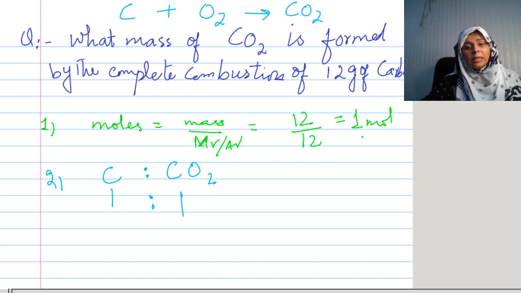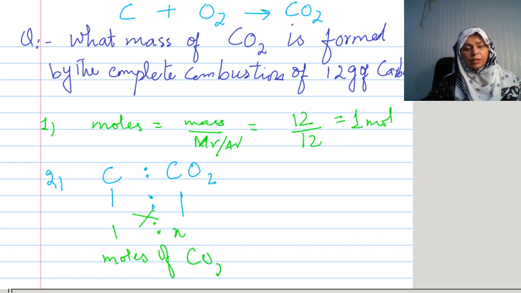Okay, now my answer is 1. So I have to write 1. 1 mole is our answer. What is the answer for this? The moles of carbon dioxide gas is equal to 1 mole. Okay, third step.